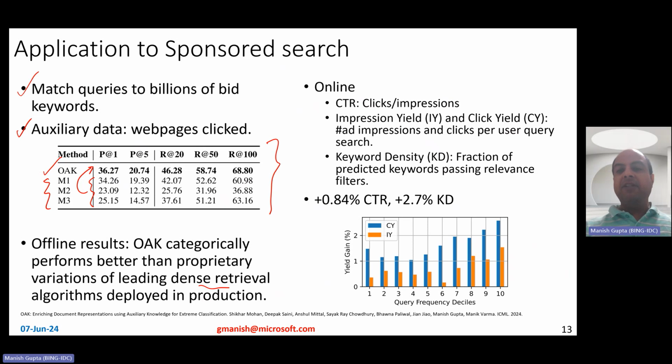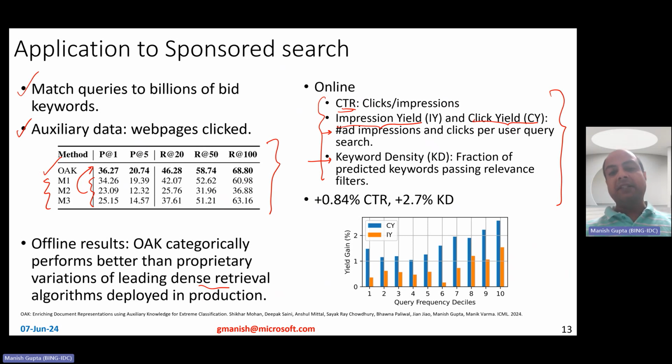We also did comparisons by running our system online. So we actually deployed the system online, did some flights, as we call them, or A/B tests. And on A/B tests, we compared the accuracy of OAK on top of the existing production system with these 4 metrics. Click-through rate, so how many times an ad was clicked compared to how many times it was shown. Impression yield and click yield, which basically is number of ad impressions and clicks per user query search. And then lastly, keyword density, which is a fraction of predicted keywords passing the relevance filters, passing the final filter so that they make sense.